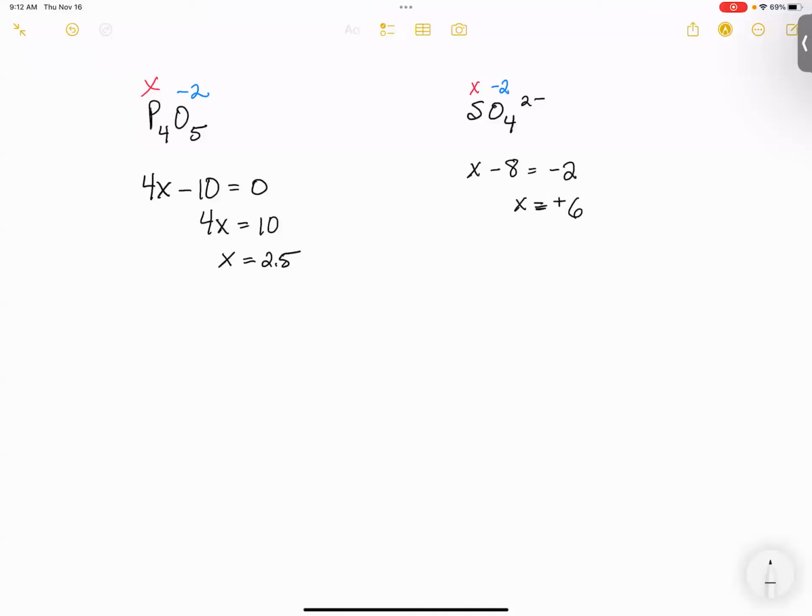The neat thing about polyatomics, folks, once you find the oxidation state for a polyatomic, the oxidation state remains the same. So no matter where I go find sulfate, whether it is in lead 2 sulfate or sodium sulfate or whatever, if I have sulfate, the oxidation state of the sulfur is a +6, and the oxidation state of the oxygen's a -2. It doesn't matter where you find it.